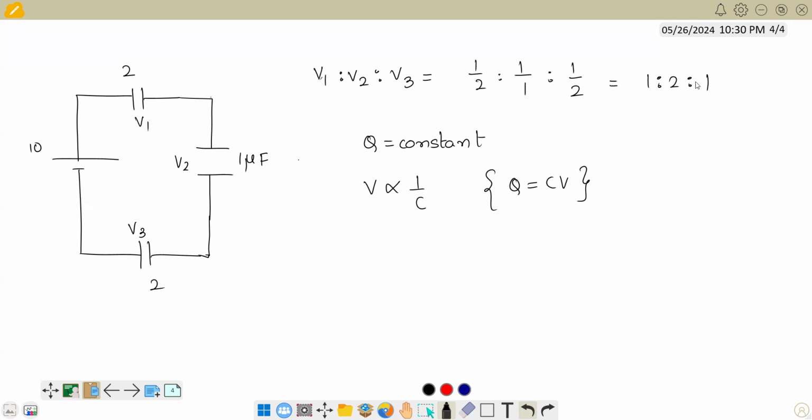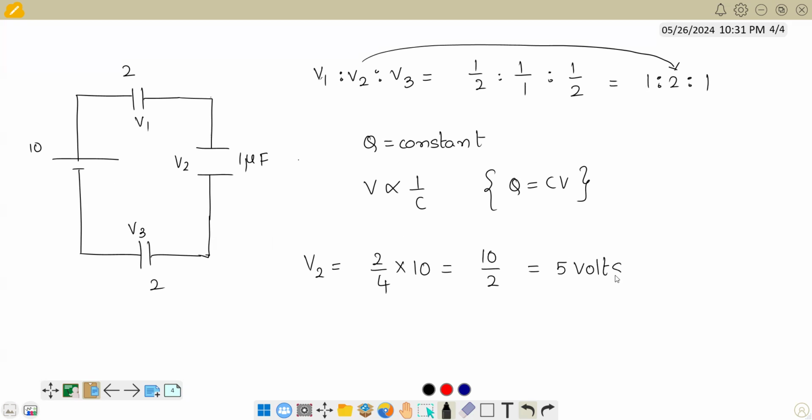So this is how the distribution occurs here. Once we know it as 1 is to 2 is to 1, this one would take two parts. So let us find the value of V2. V2 value would be simply 2 by 4. This is the sum ratio method. You write the corresponding ratio of V2, which is 2 divided by the sum of all these, 1 plus 2 plus 1, into the total voltage, which is 10. So it would be 10 by 2, which equals 5 volts. Now this V2 is taking 5 volts. Once we know this takes 5 volts, we again go in the reverse direction.